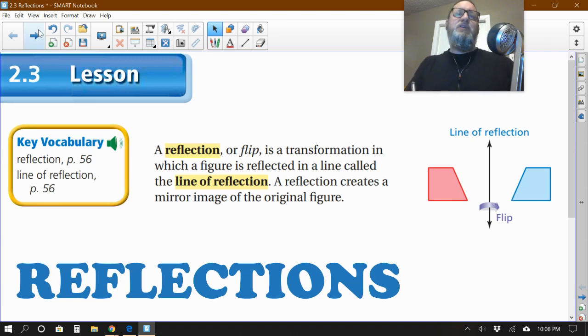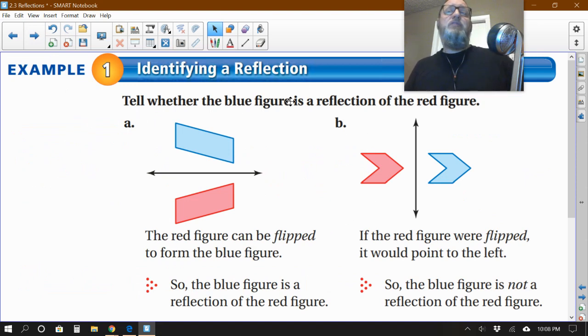Okay, so here we go. Tell whether the blue figure is a reflection of the red figure. Well, you can see that this red figure was flipped over to form the blue figure. So yeah, that is a reflection. Here, that's not a flip. That was more of a translation. That's just slid over. So let's see what it says here.